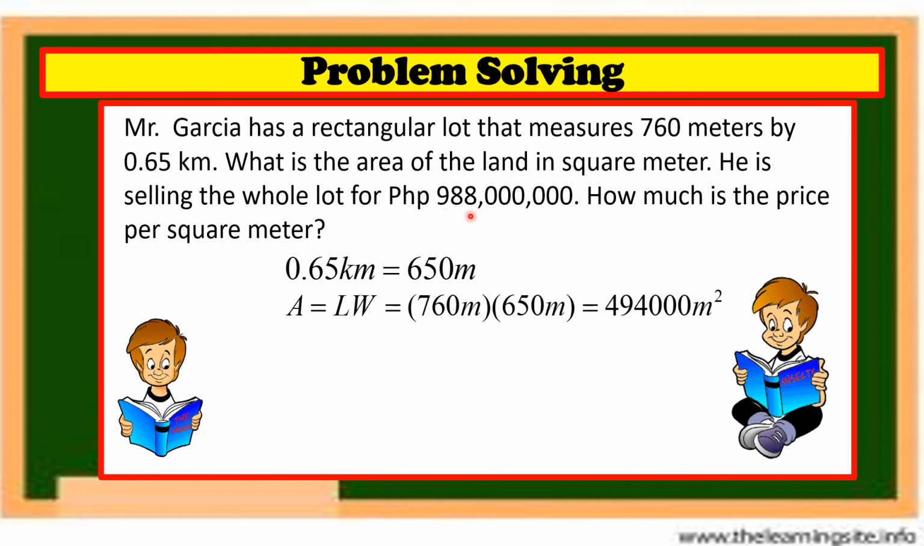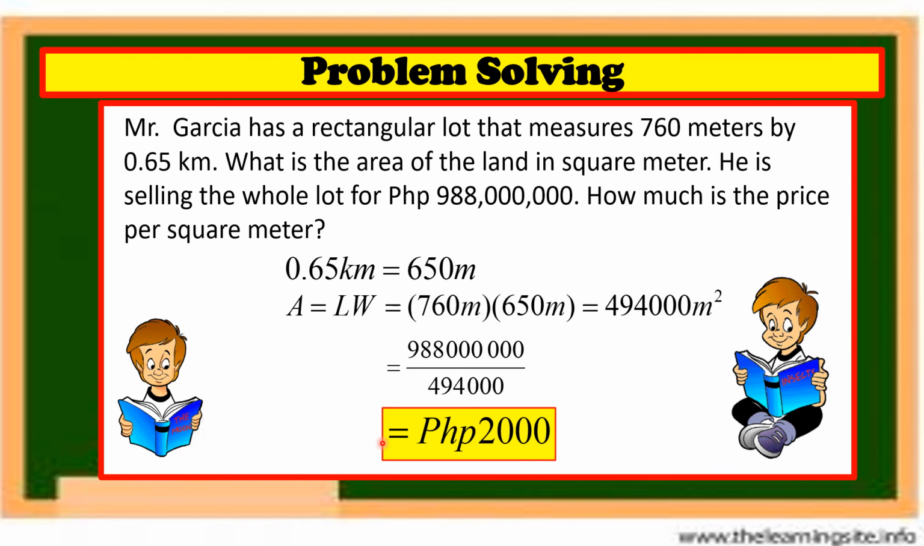So he will sell the lot for 988 million pesos. How much is it per square meter? That is 988 million divided by 494,000, which is equal to 2,000 pesos per square meter.